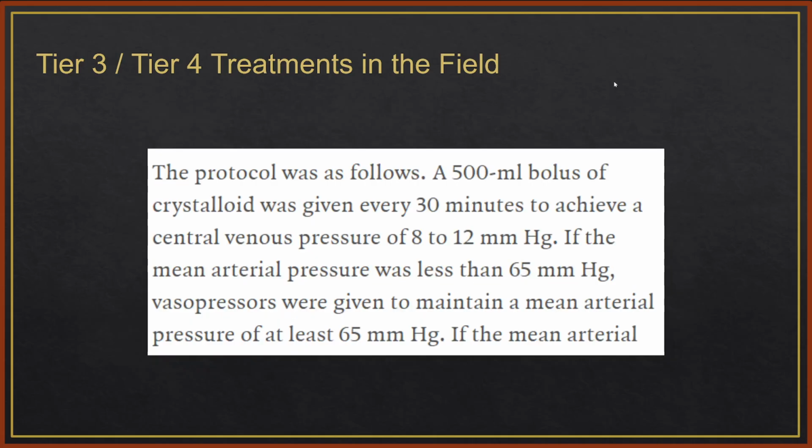However, this is buried deep within the paper, and it's buried within all 4 papers. The protocol was as follows: a 500 milliliter bolus of a crystalloid was given every 30 minutes to achieve a central venous pressure of 8 to 12 millimeters of mercury. If the mean arterial pressure was less than 65, vasopressors were given to maintain a mean arterial pressure of at least 65 millimeters of mercury up until 30 milliliters per kilogram. So, what does this show, and how can this affect our care?